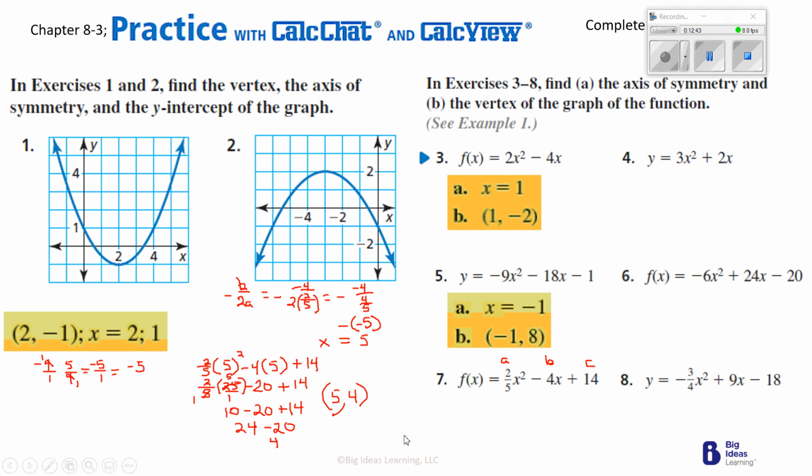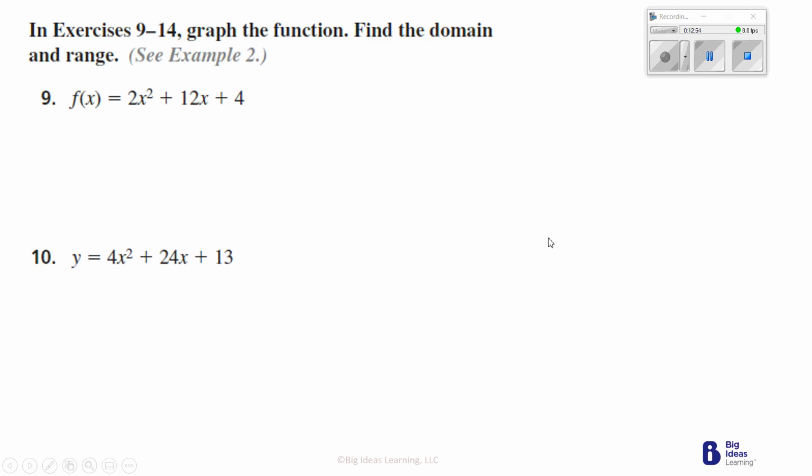All right, let's give it a shot. Look at that. Axis of symmetry is 5, and my vertex is 5 and 4. All right, we're going to go on to the next slide. And we're going to speed it up now. I've already spent 12 minutes teaching.